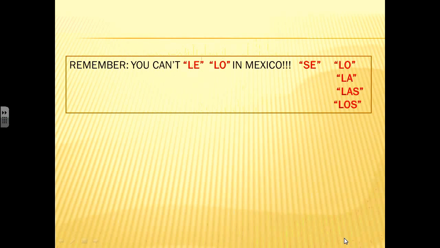Okay, you also have to remember, "le lo" can't be used in Mexico, if you've had that before. You can't have two L's next to each other. You cannot have le lo, le la, les las, etc. You have to change the le to se. There's a box on your sheet to fill this out as well. There are a lot of different uses of se.